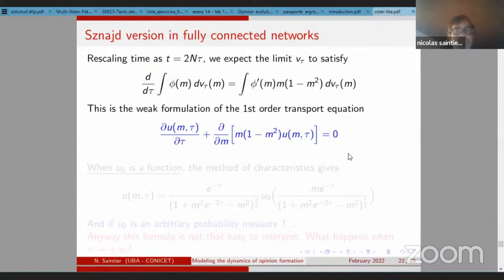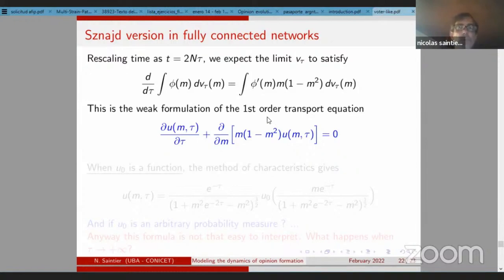Indeed, since this is a transport equation, we'll solve it later, there is no regularizing effect. So at any time t, my V has the same regularity as the initial condition. If initially my distribution of magnetization is singular, as direct masses, for instance, or anything else, then this singularity propagates through time. So I won't get any regularizing effects, right? And moreover, we already know from the simulation that we should expect a direct mass at the end, at the limit.